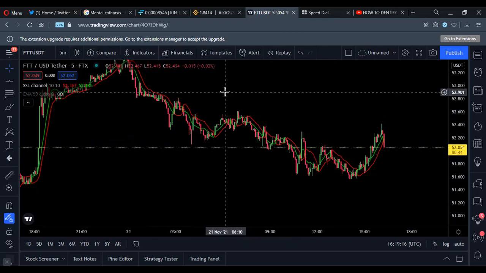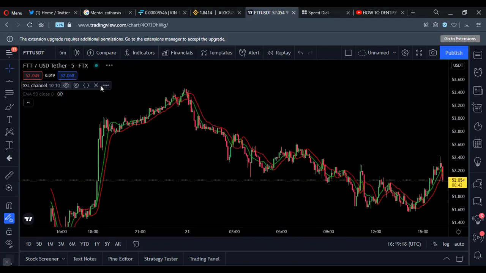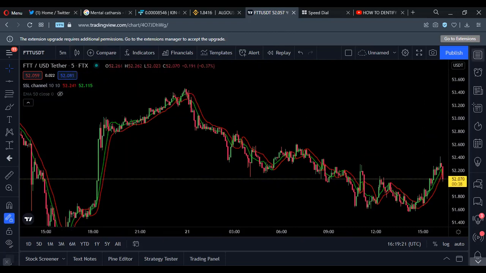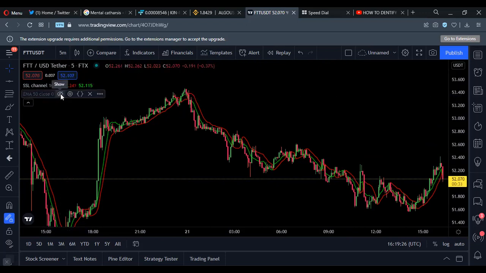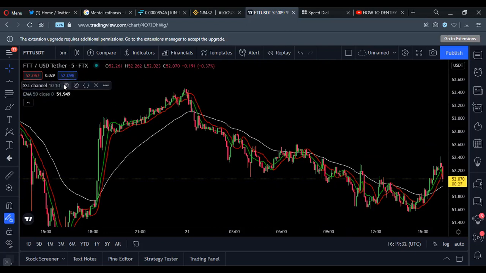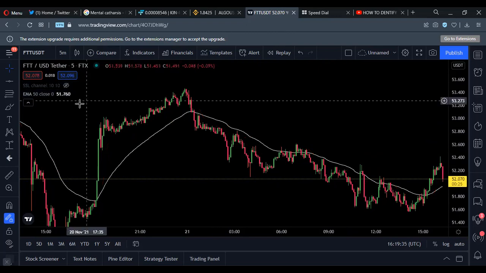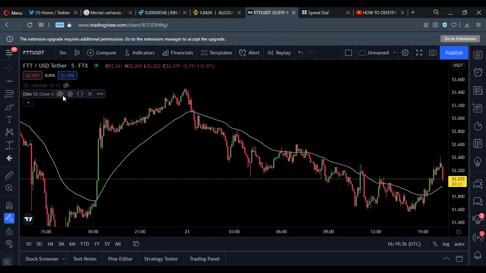Okay, so now, like I said, the SSL channel works for the 1 hour. What it now means is that the 50 EMA works for the 5 minutes. So what we're going to do now is turn on the 50 EMA, then turn off the SSL channel. So we are actually working with the 50 EMA for the 5 minutes.